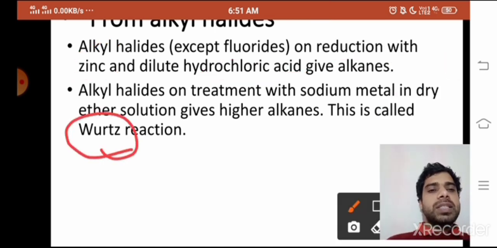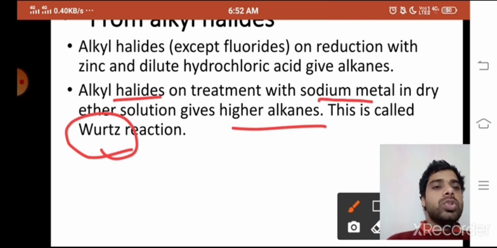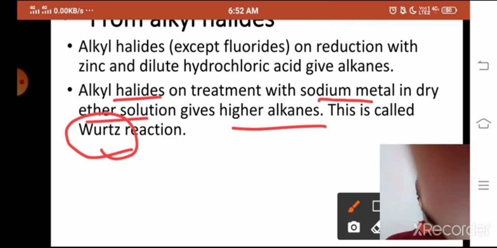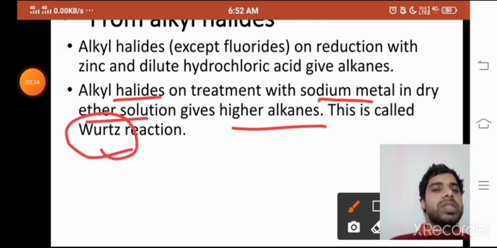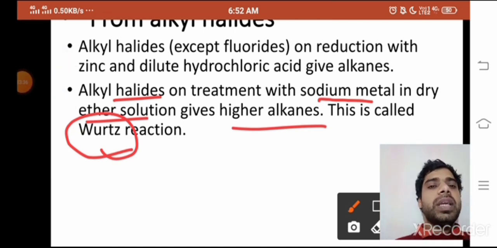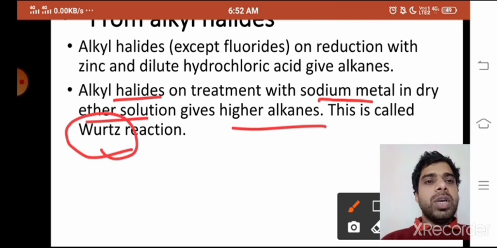Second, this one is the Wurtz reaction. What is the Wurtz reaction? If you want to get the higher members of alkanes, you can take alkyl halides and treat them with sodium metal in dry ether. This is called the Wurtz reaction, and the preparation of the alkyl halide in this reaction I am going to show you. Okay, so please wait.